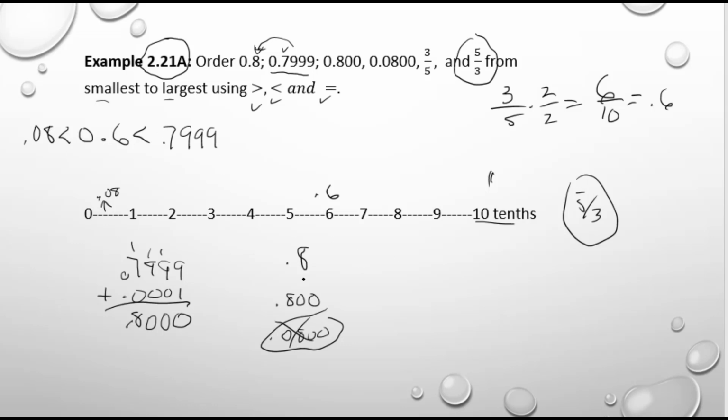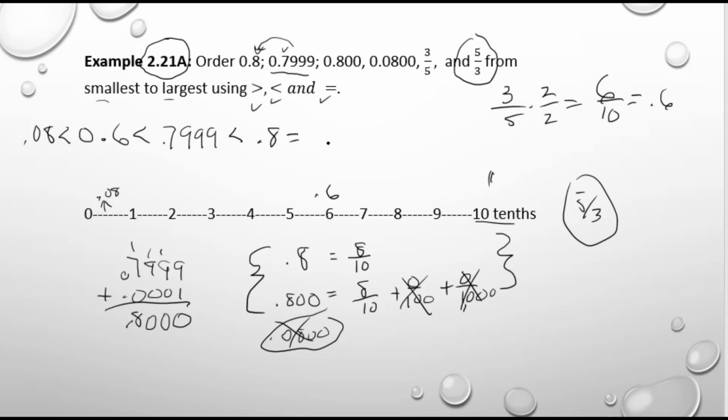Now I just need to look at these two. Take a guess, which one do you think is larger? And the answer is they are equal. Well, let's construct this. This is just 8/10. This here is 8/10 plus 0/100ths plus 0/1000ths. And I think if you look at it this way, you can see that they're equal. Adding 0 to a number is not going to change it. So 0.08 is less than 0.8, which is equal to 0.800, which is less than 5/3. We'll study decimals more intensely later, but that's a good way to look at it.